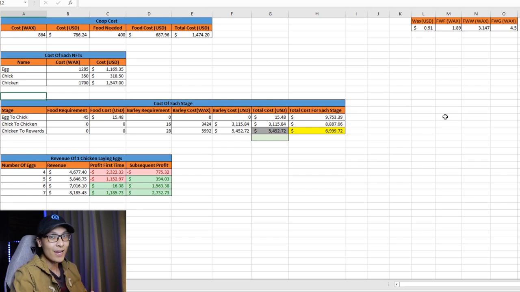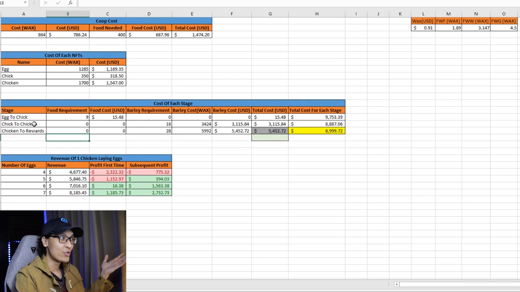Now comes the confusing part, whether you will need to actually buy the egg, the chick, or the chicken. So over here, I have put a cost of each stage, and what it means is that if, let's say, you buy an egg and then proceed to breed it till the chicken, it will cost a certain amount. For example, from egg to chick, you will need 9 food, and 9 food now costs about $15. For you to grow your egg to chick, the total cost is only $15, and this does not include the cost of the NFT.